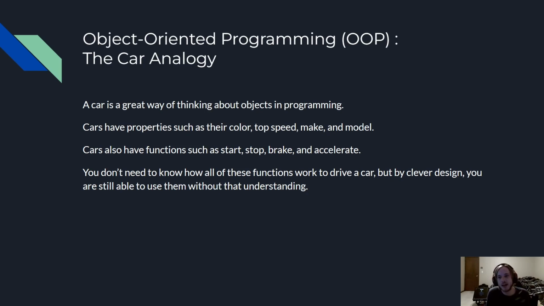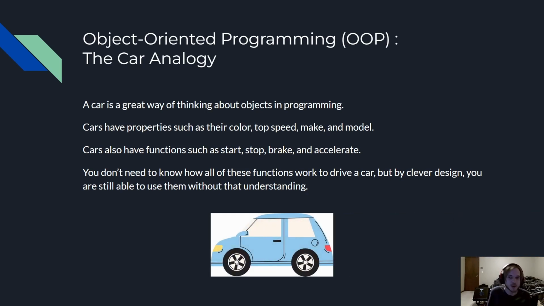The car analogy. A car is a great way of thinking about objects in object-oriented programming. Cars have properties such as their color, their top speed, their make and model. Cars also have functions like start, stop, brake, and accelerate.